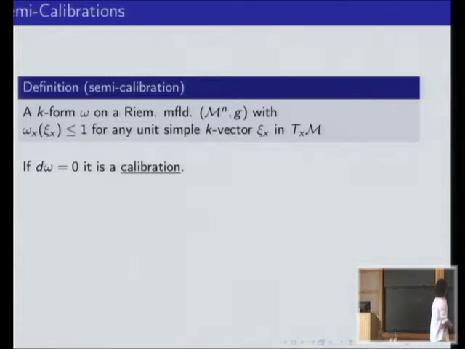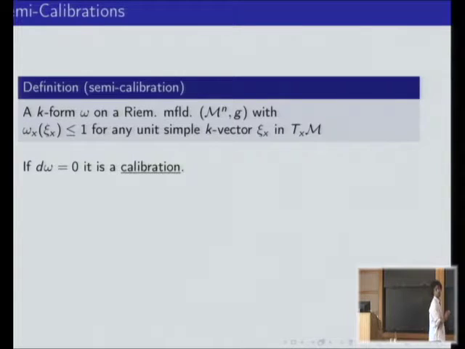Okay, so now just to make things a bit more complicated, I'm going to give a more general definition. We've seen what a calibration is. Now we drop the closeness assumption, so I'm calling this a semi-calibration. What I mean is that I keep only the fact that you have a good comparison of the action of omega with the corresponding volume element. So omega always has an action that is bounded by that of the corresponding volume element, but we drop the closeness assumption. In case the form is closed, we get the same definition as before of a calibration.